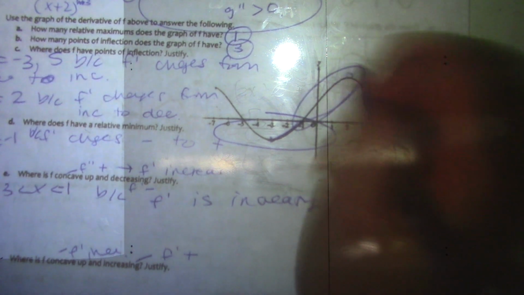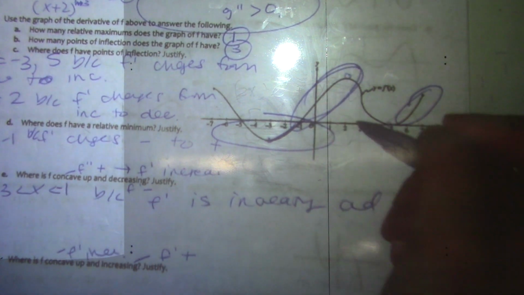Where is it concave up and increasing? So concave up, I need f prime increasing. And then for f to be increasing, that means f prime must be positive. So positive and increasing is here and here. So negative 1 to 2 and 5 to 7, because f prime is increasing and positive.